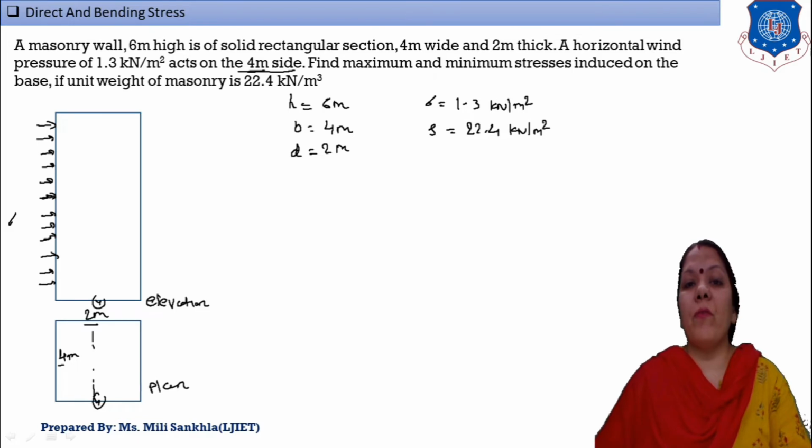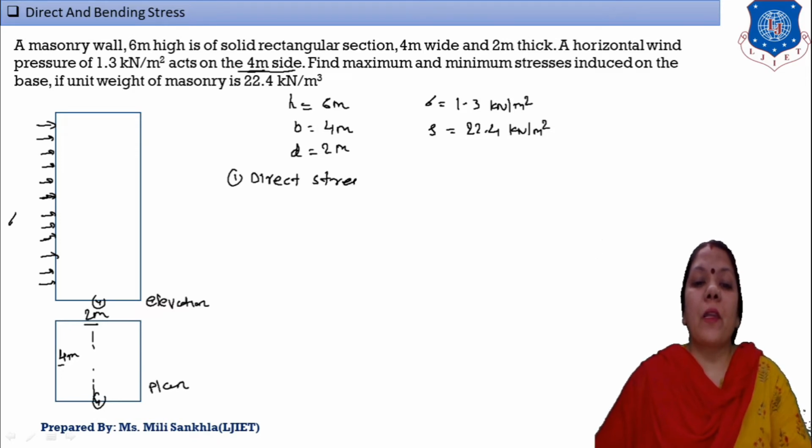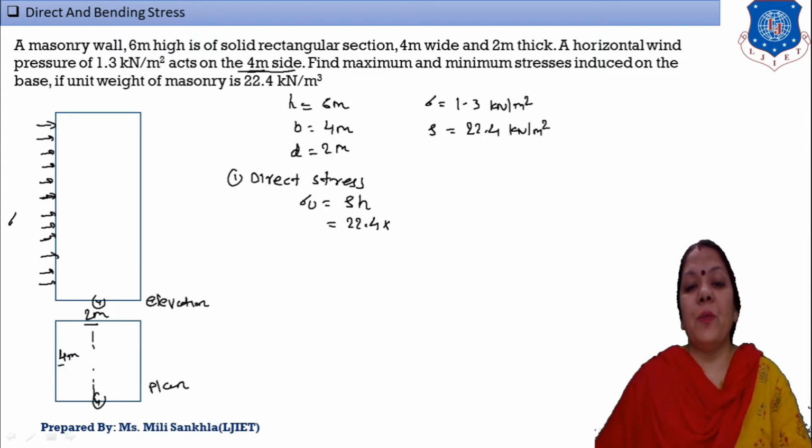Now one by one we find out the data. First we write direct stress. The notation of direct stress is sigma 0. Sigma 0 is equal to density into height. What is the value of density? 22.4, and height of chimney is equal to 6 meter. Now our answer of direct stress sigma 0 for the given rectangle chimney is equal to 134.4 kilonewton per meter square.